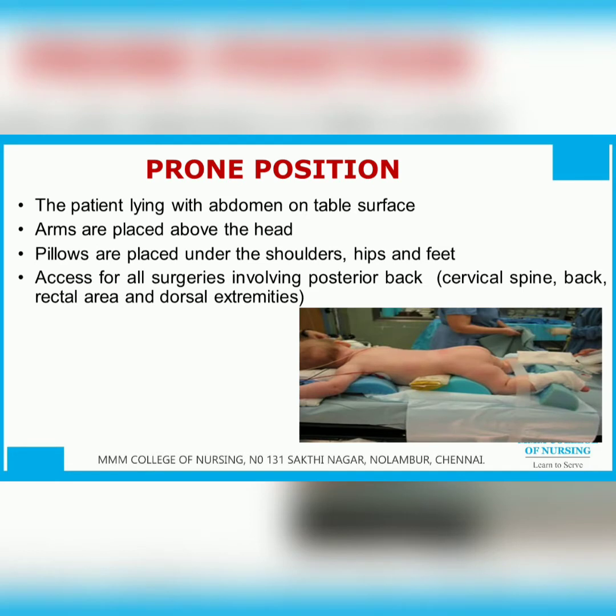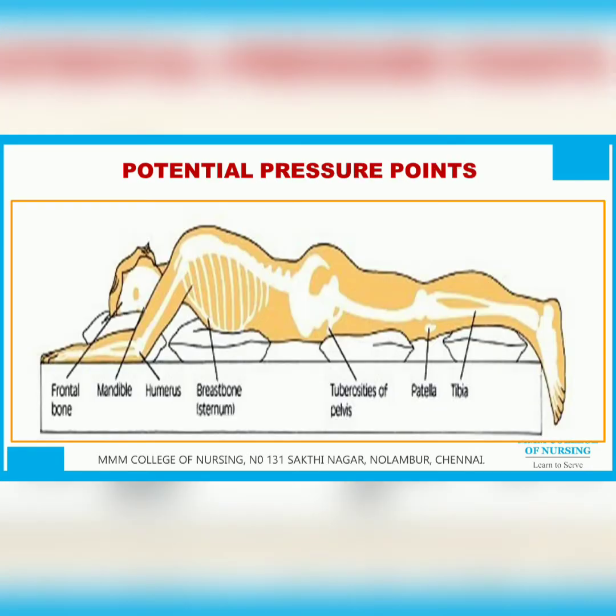Next we'll move on to the prone position. The patient lies with abdomen on the table surface, arms are placed above the head, pillows are placed under the shoulders, hips and feet. It gives access for all surgeries involving the posterior aspect of the body, like cervical spine, back, rectal area and dorsal extremities.